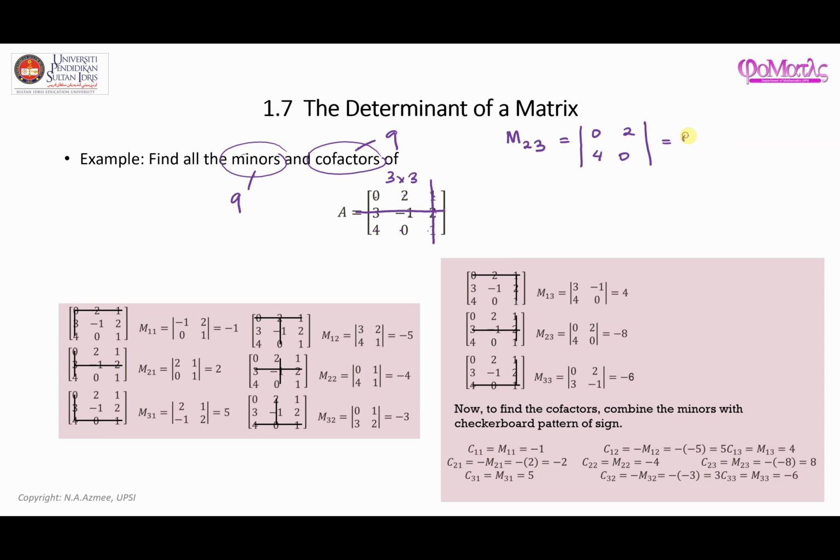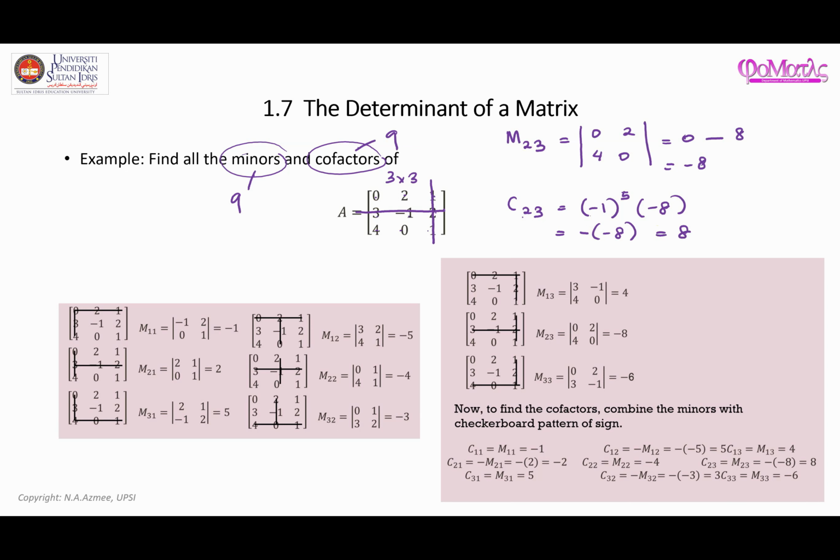Cross and multiply 0 minus cross and multiply 8. So the answer is negative 8 for M23. So what is C23, the cofactor of that? The cofactor is going to be negative 1 to the power of 2 plus 3, which is 5. M23 is negative 8. Therefore, negative 1 to the power of 5 times negative 8, which is equal to 8.